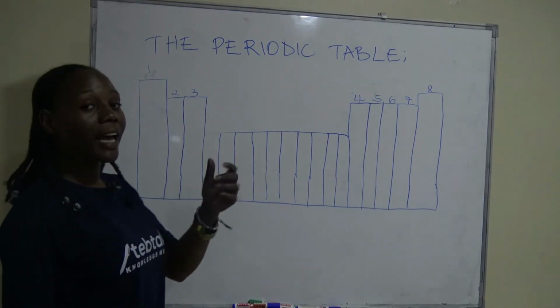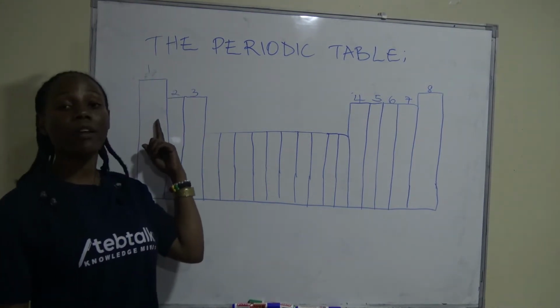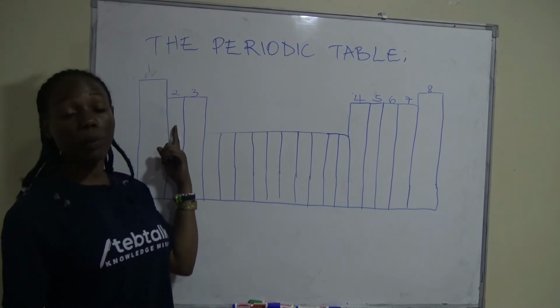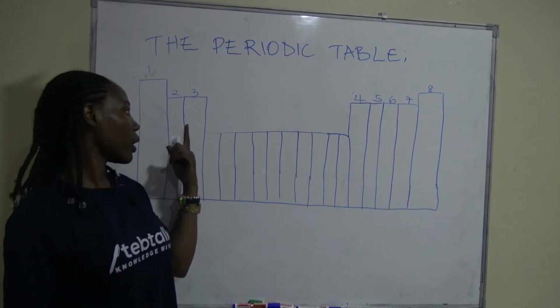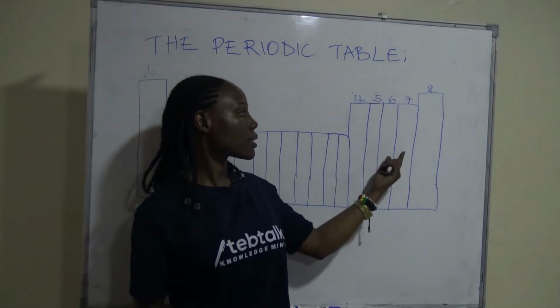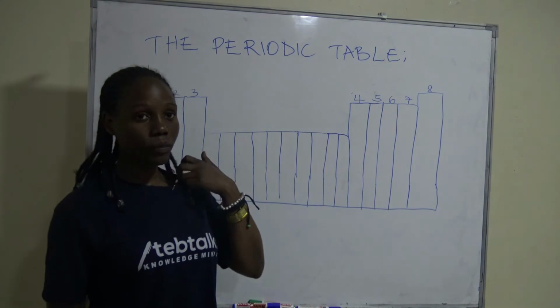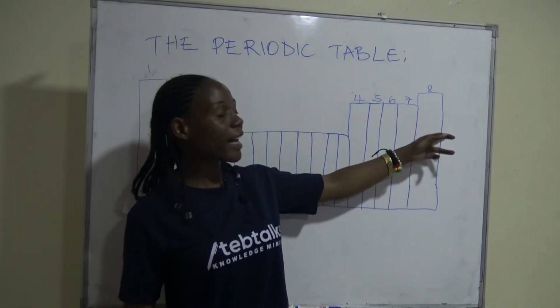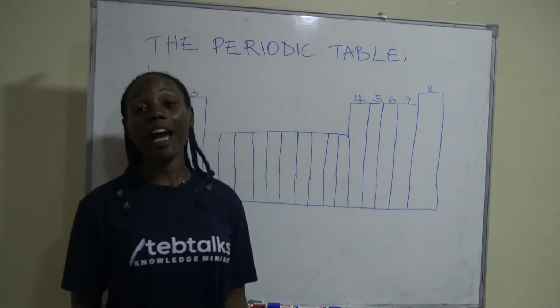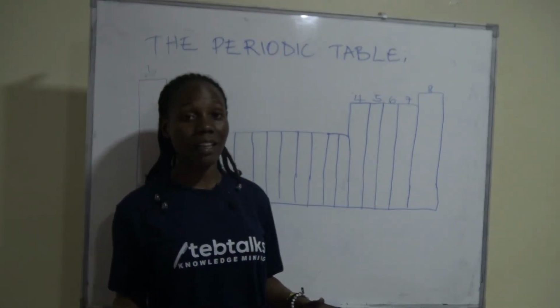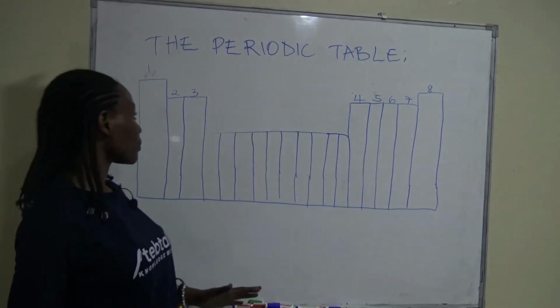You find that elements in group 1 behave in the same way. Elements in group 2 behave in the same way. Elements in group 3 the same. 4, 5, 6, 7, and 8. And these ones are the ones we call inert or noble. They have an outermost shell which is very full, and they are very stable.